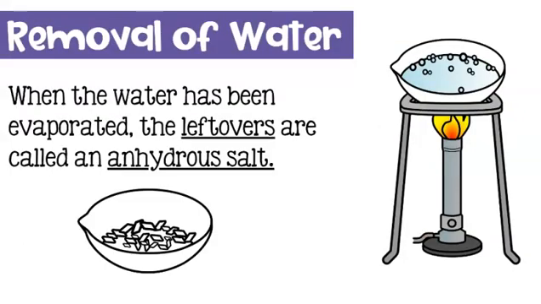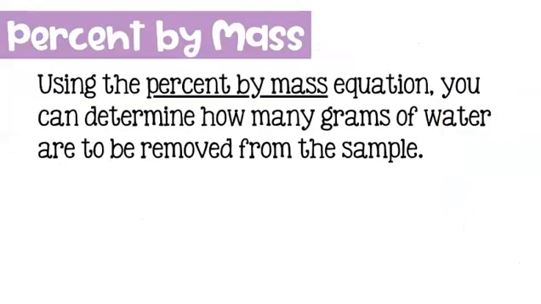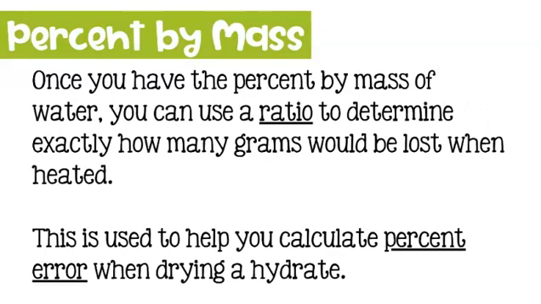Once the water has been evaporated, what's left over after the water has been removed is called the anhydrous salt. Anhydrous meaning no water. Using our percent by mass equation, we can actually determine how many grams of water are to be removed from a sample. Once you calculate the percent by mass of water, you can use a ratio to determine exactly how many grams would be lost when heated.